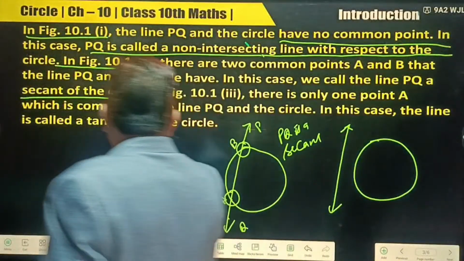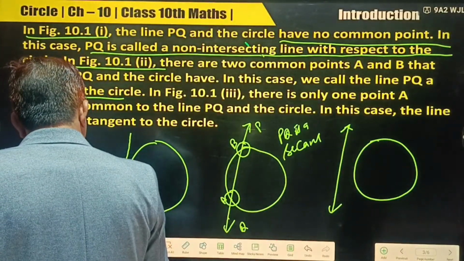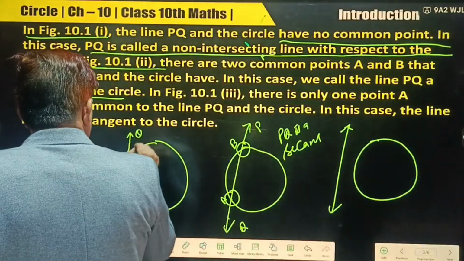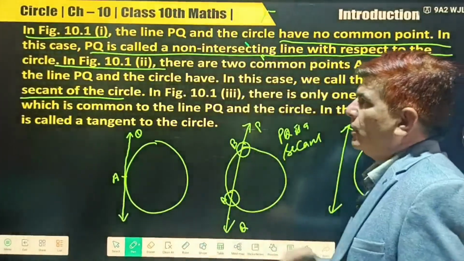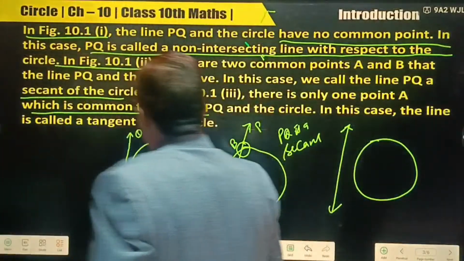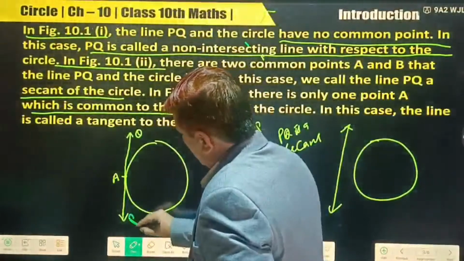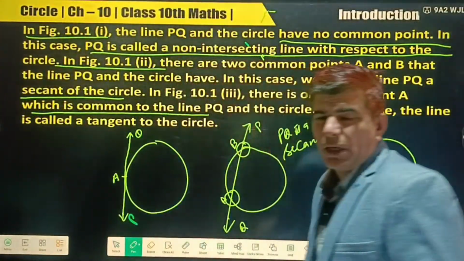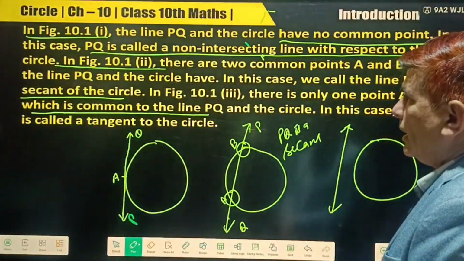Now, third case, in the figure given on the previous page, this type of figure, touching at only 1 point. Which point is that? A. So in the third case, there is only 1 point, A, which is common to the line PQ. This circle and this line PQ both touch each other at point A. So A is the common point between this circle and this line.